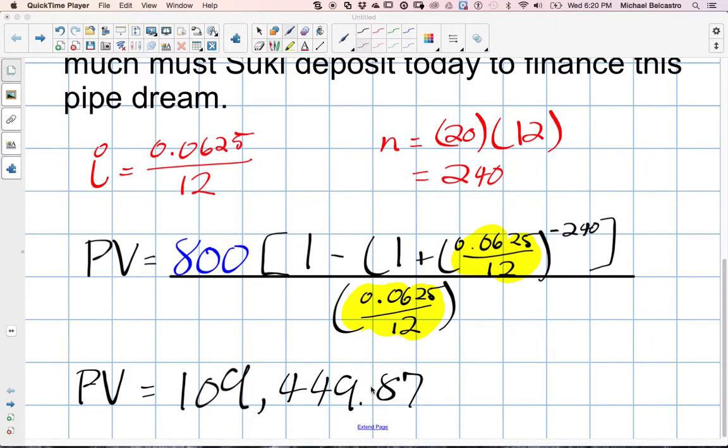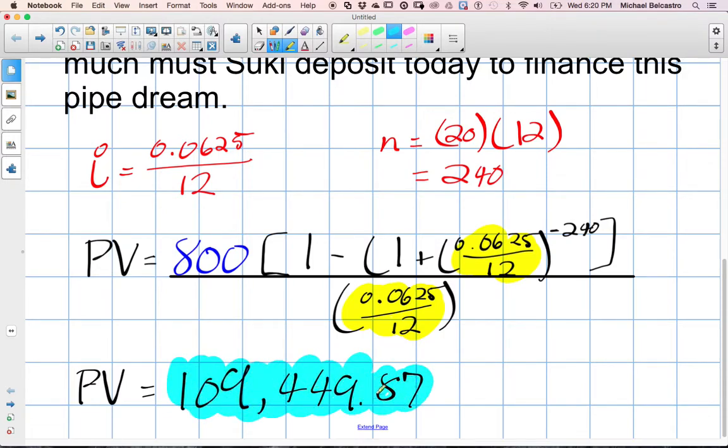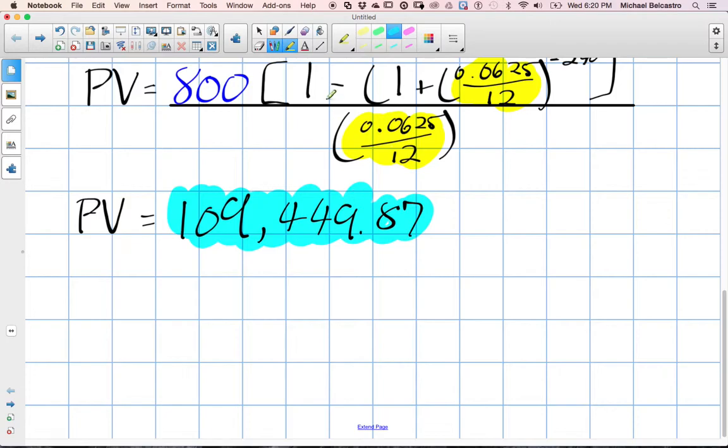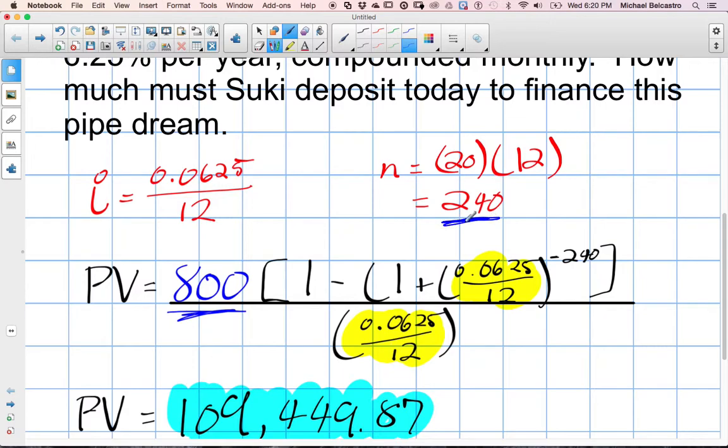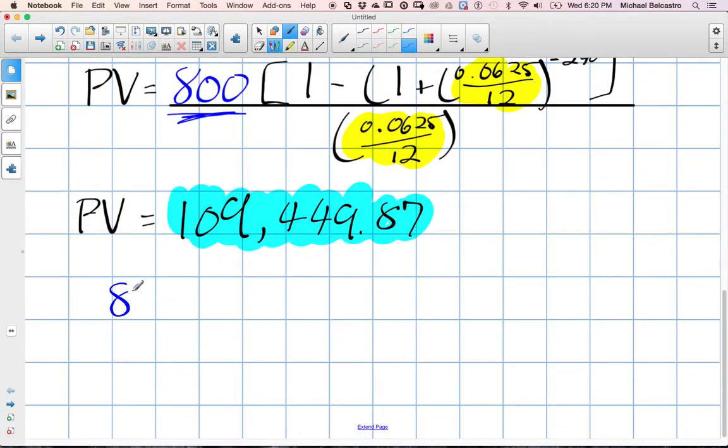Financed our pipe dream. Let's figure out how much interest we actually earned throughout all of this. This was the amount of money that Suki had to originally put in, almost $109,500. That's not bad. How much do they get paid overall? Well, they get $800 every month, for 20 years. So there are 240 months occurring here, and they get paid 800 times 240.